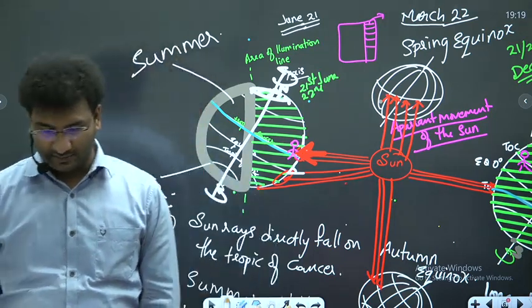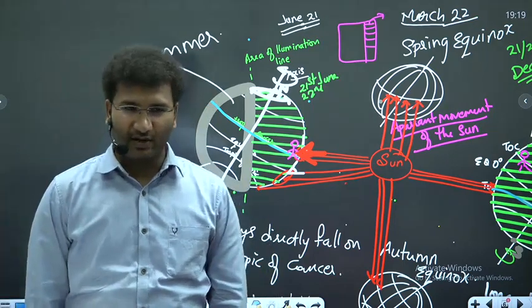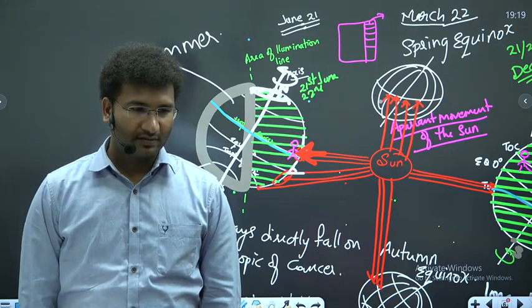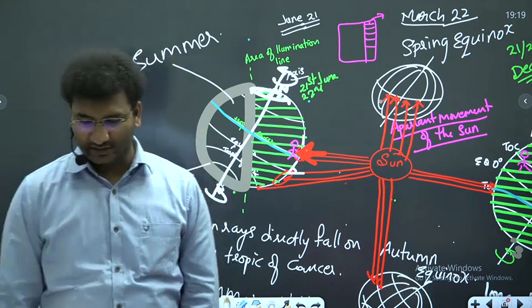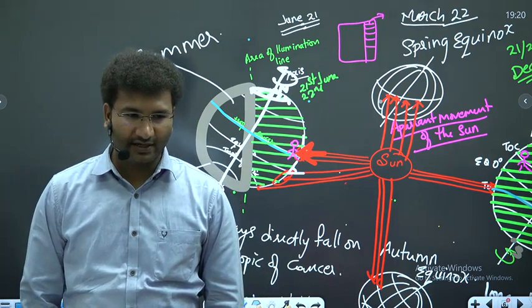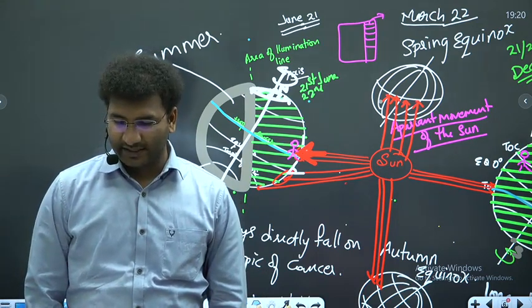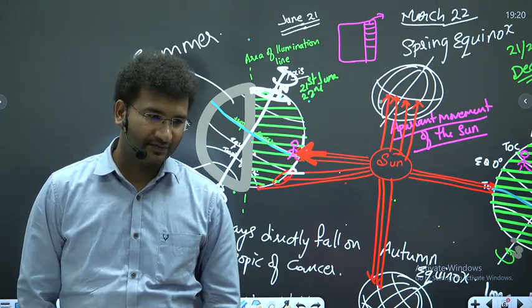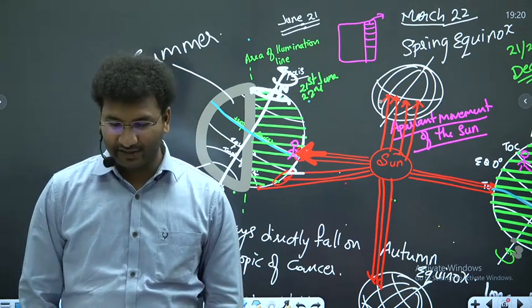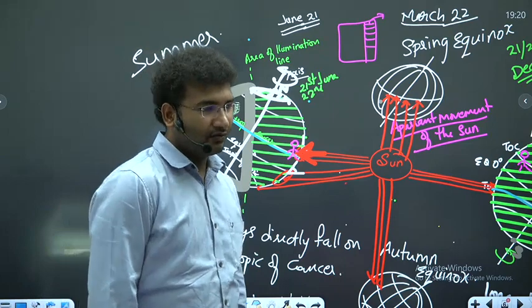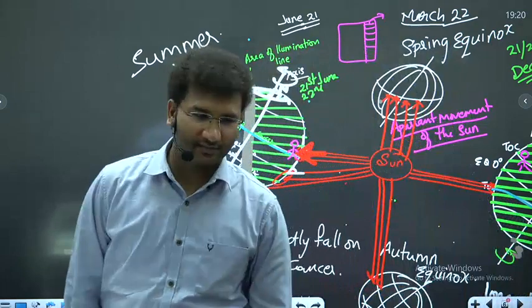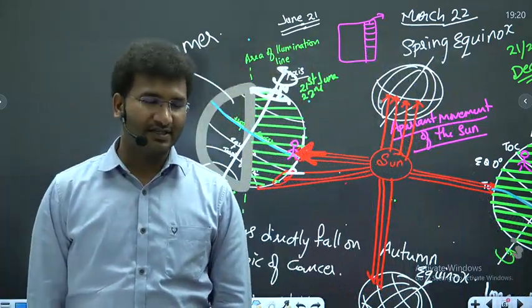Here, next point, the North Pole is inclined towards the sun, and the places beyond the Arctic Circle experience continuous daylight for about 6 months.